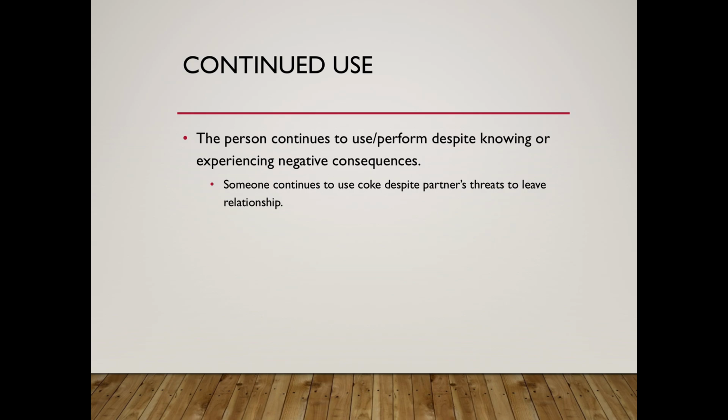They make some poor choices. That doesn't necessarily mean that they have an addiction. If they did it again and again and again, then we start seeing it. Or if one relationship failed because of drug use, and then the next relationship failed because of drug use, right? It's that continued behavior despite those consequences.